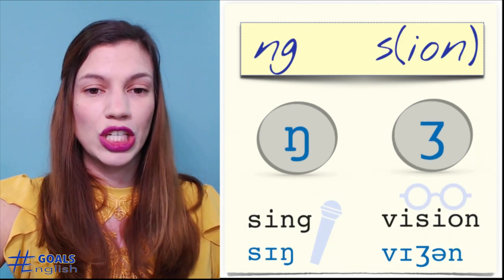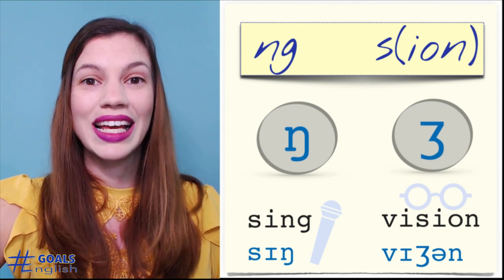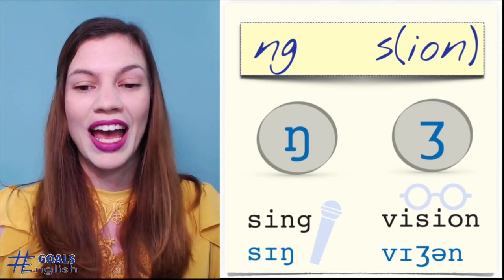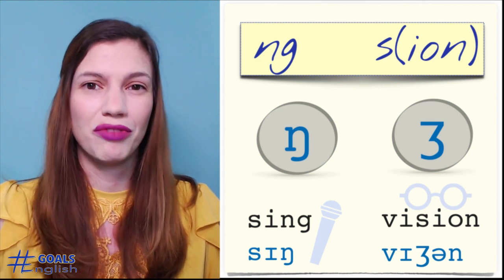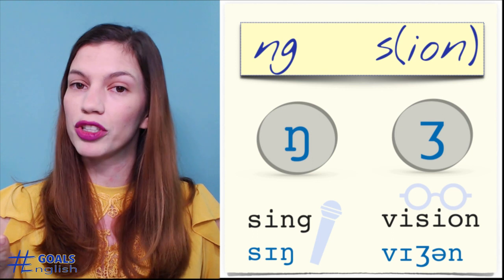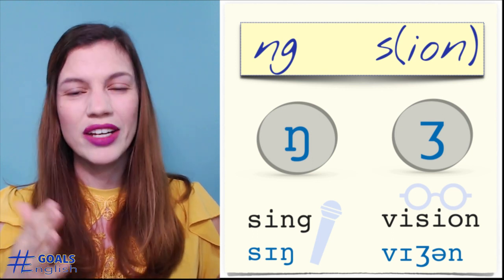Next we have NG, sing, and J, as in vision. So this is a sound borrowed from French. You'll see it in the French name Jean, and it looks kind of like half of the symbol for judge. So they're kind of similar sounds.